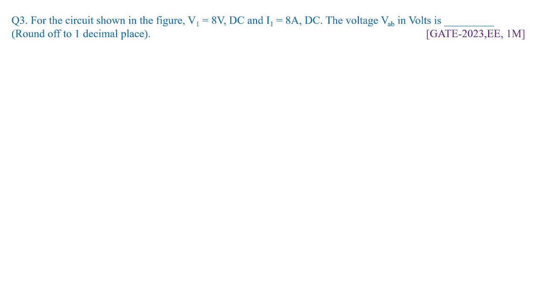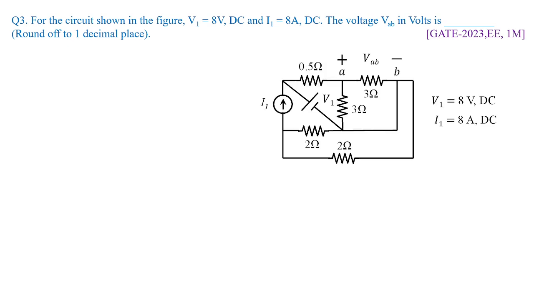The next problem: for the circuit shown in the figure, V1 is equal to 8 V DC, I1 is equal to 8 amperes DC. The voltage VAB in volts is dash, rounded off to 1 decimal place, and this was asked in GATE 2023 for a 1 mark. How was the circuit? The circuit was like this.